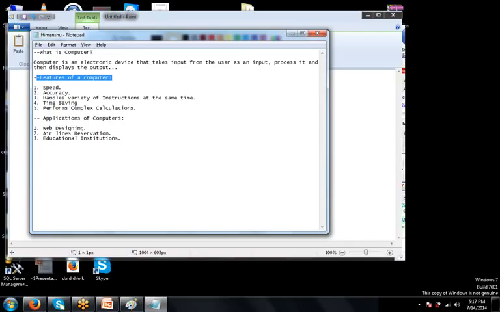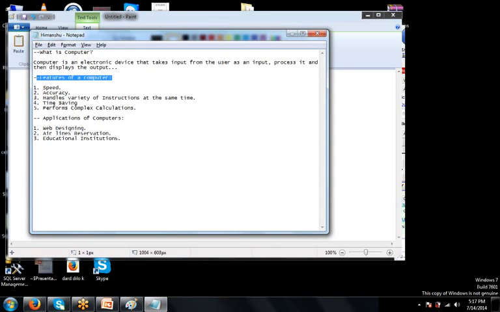First point is speed. A computer can do millions of calculations at a very fast speed. As human beings, we can do calculations in a limited time, but a computer can do them at high speed. This is the main quality of a computer. Another one is accuracy. A computer can give accurate results compared to human beings, who can make common mistakes and calculation errors. So this is also a main feature of a computer.